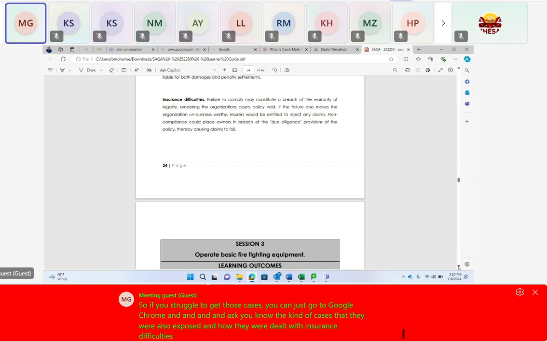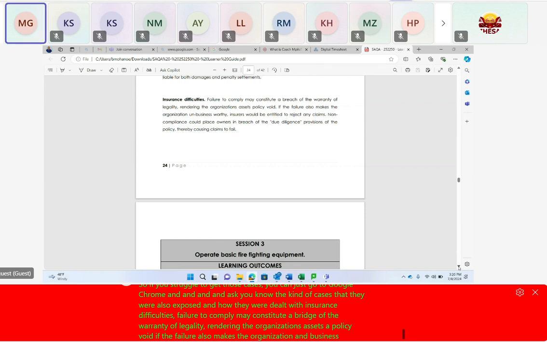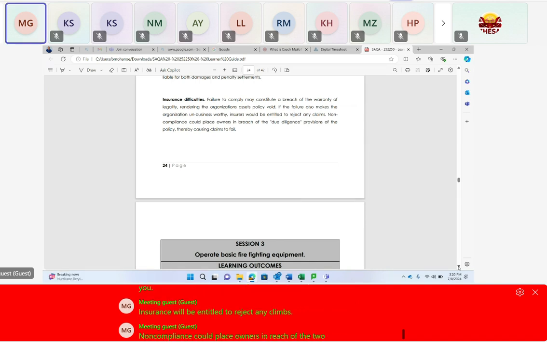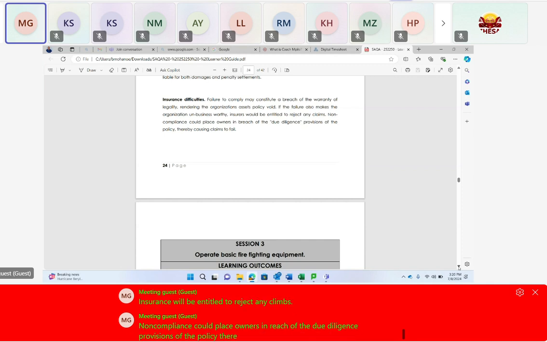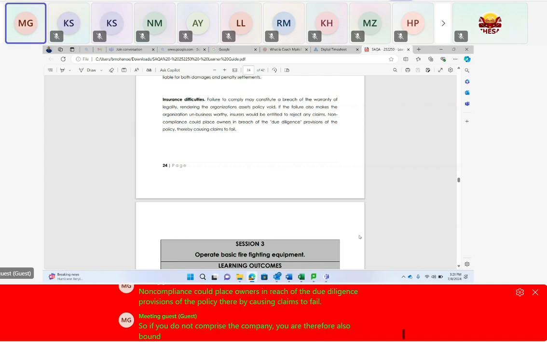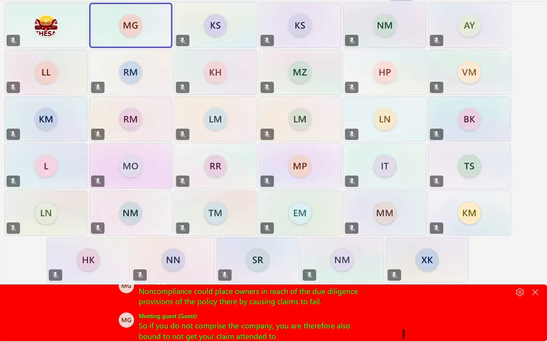Insurance difficulties. Failure to comply may constitute a breach of the warranty of legality, rendering the organization's policy void. If the failure also makes the organization unbusinesslike, insurers will be entitled to reject any claims. Non-compliance could place owners in breach of the due diligence provisions of the policy, thereby causing claims to fail. So if you do not comply as a company, you are also bound to not get your claim attended to. I trust we are well.